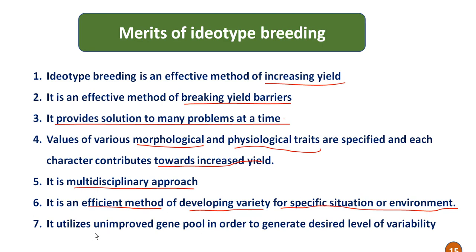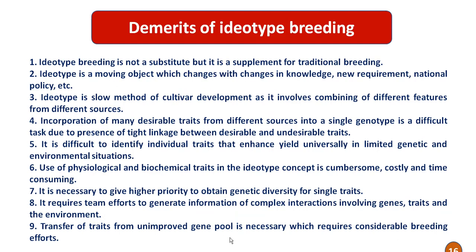Then the last one, it utilizes the unimproved gene pool in order to generate the desired level of variability. So the unimproved gene pool is a resource or source for ideotype breeding. That's why it utilizes the unimproved gene pool and generates a desired level of variability. So these are the important merits of ideotype breeding.